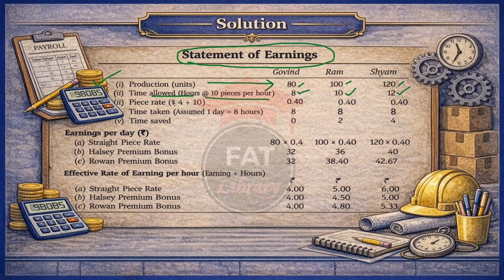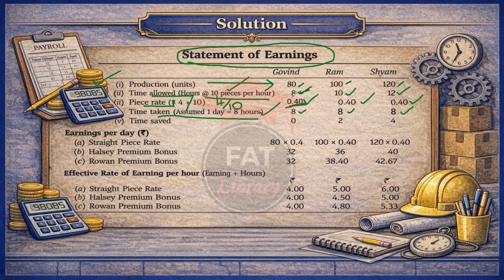But what is the piece rate they have? This is rupees actually, not dollar. So 4 rupees divided by 10. If you are doing that, you will get 0.4, that is 40 paise for Govind, 40 paise for Ram and 40 paise for Sham. Why are we doing this? Because we are calculating the piece rate here. So it has assumed that they are working 8 hours in one day. So all workers have taken 8 hours in the day.